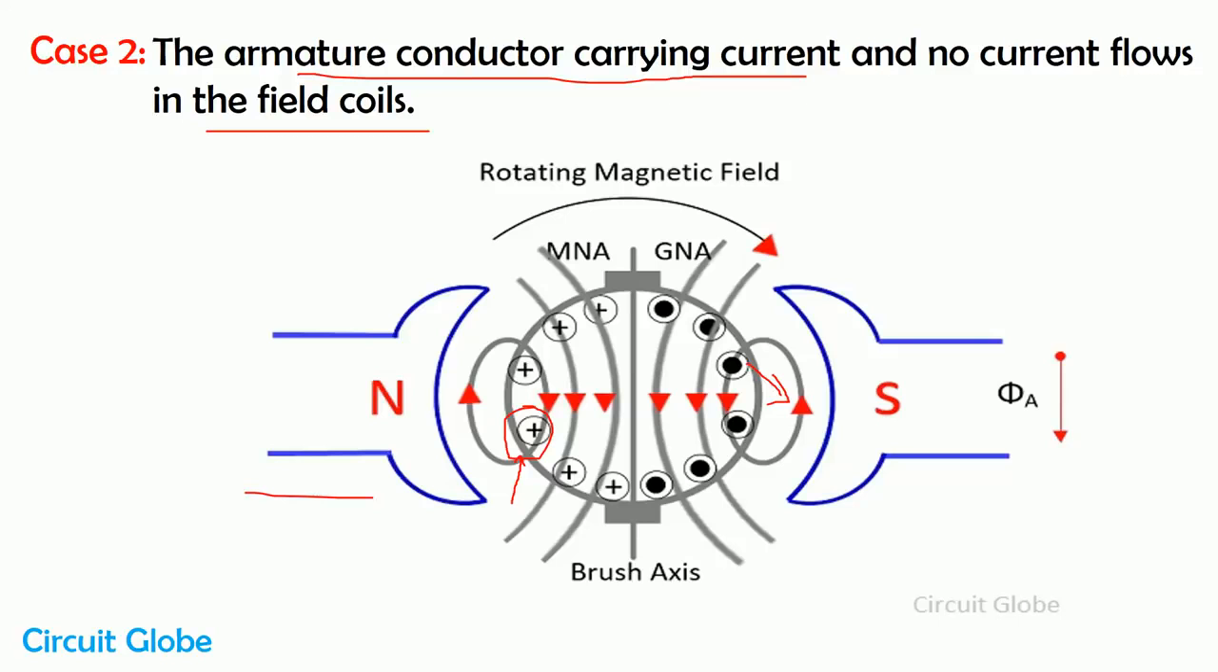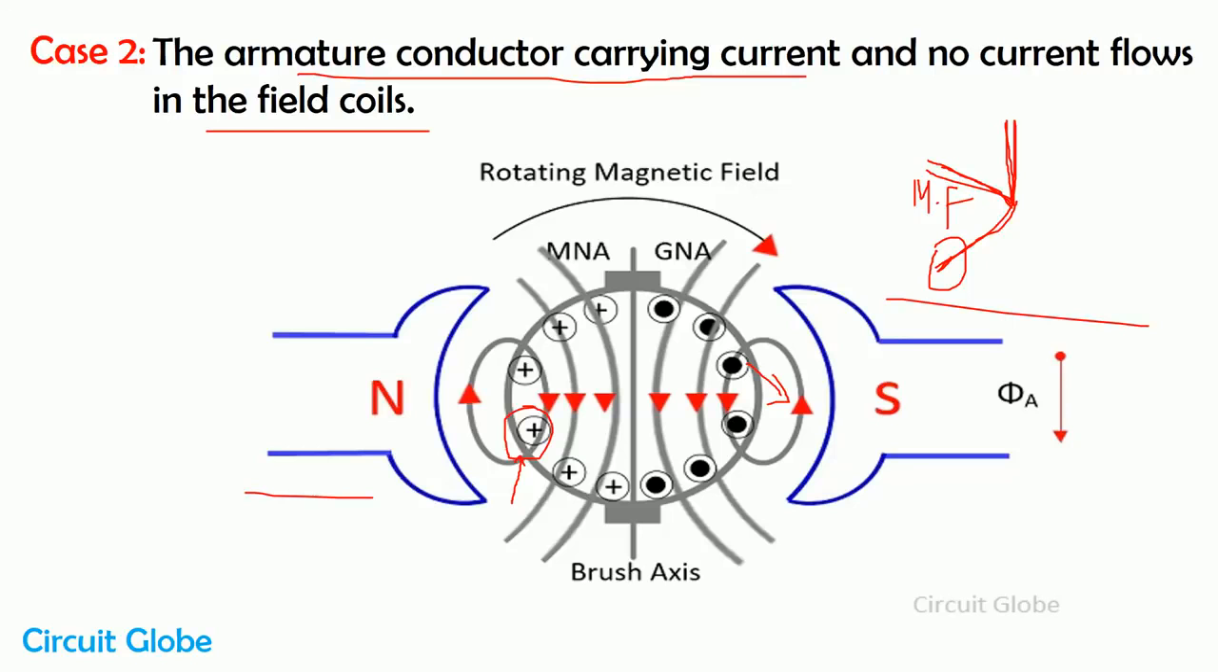The direction of the armature conductor current is given by the Fleming right hand rule. The Fleming right hand rule says, suppose we spread our right hand fingers like this: the thumb shows the motion of the conductor, the index finger shows the direction of the magnetic field, and the middle finger of the right hand shows the direction of the current. So in a DC machine, the direction of armature current is given by the Fleming right hand rule.